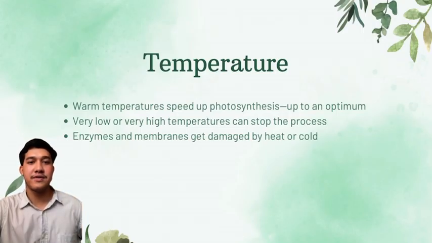Moving to the next factor, temperature. Temperature affects the enzymes that help run the photosynthesis reaction. In general, warmer temperatures help plants work faster, but only up to a certain point. If it gets too cold, reactions slow down, and if it gets too hot, enzymes stop working properly and the cell structure can be damaged, reducing the rate of photosynthesis.